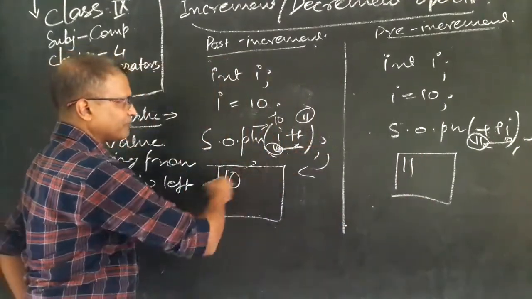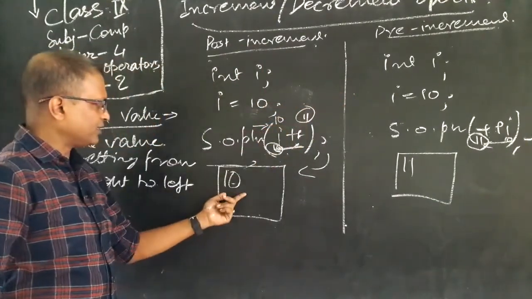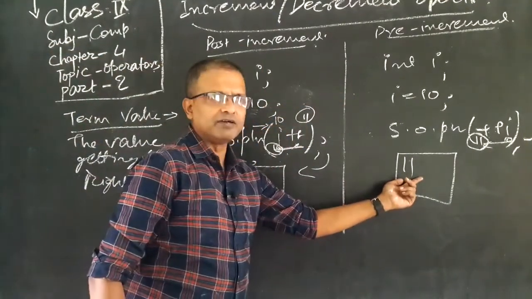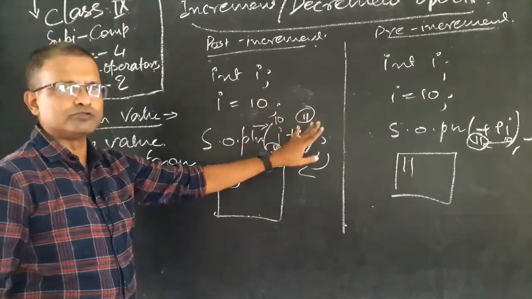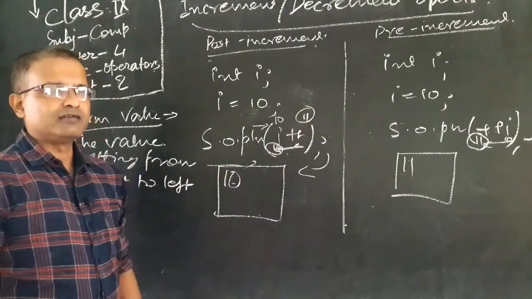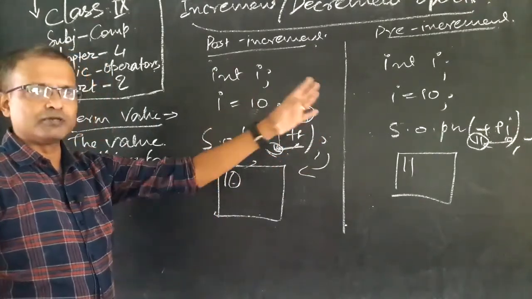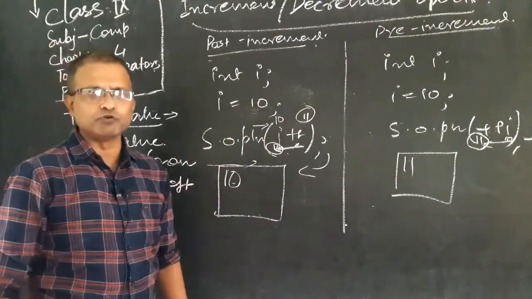So in this way we can differentiate between post increment and pre increment. In post increment we are getting the output 10 and in pre increment 11. So while giving the difference between pre and post, this example will be used. You will write these examples in giving the difference between post increment and pre increment. Okay. Now let us see some more problems based on pre or post increment.